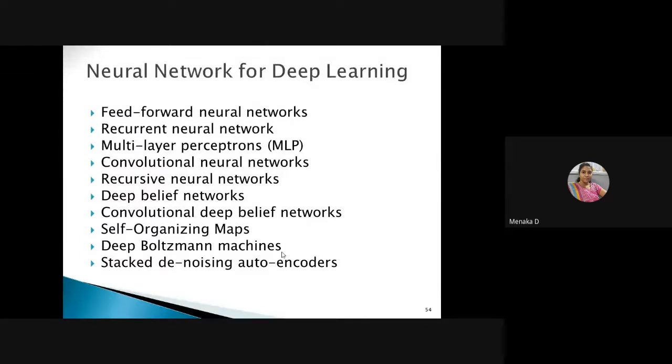This pictorial form I have already shown. The same slide is repeated, showing the different architectures of neural networks for deep learning algorithms: feed forward, feedback or recurrent, then LSTM, long short-term memory, then Hopfield type, Boltzmann type, self-organizing, convolution type. Based on the application, one of the types is chosen.